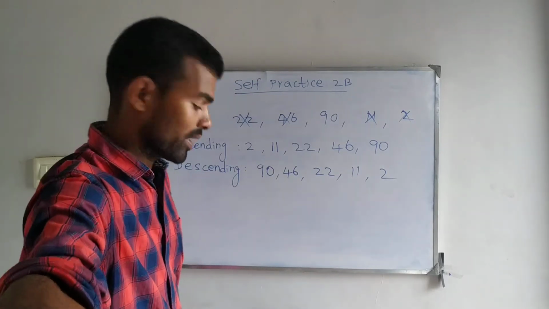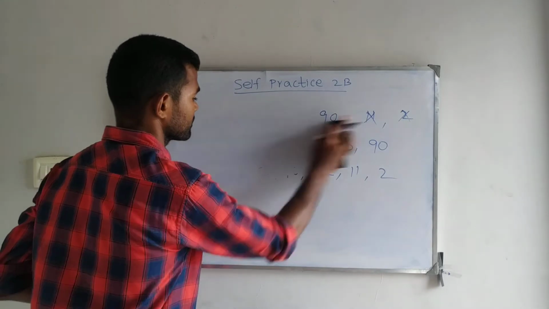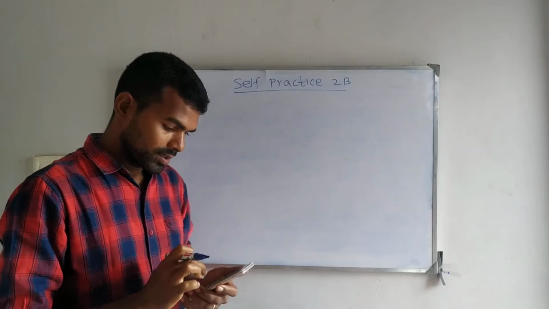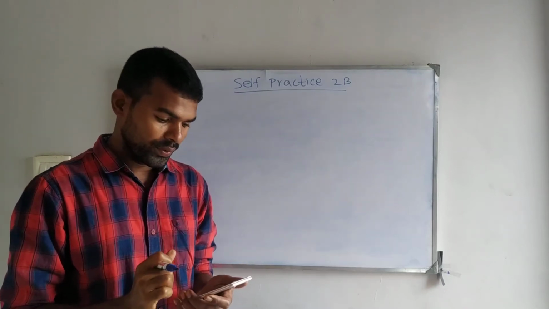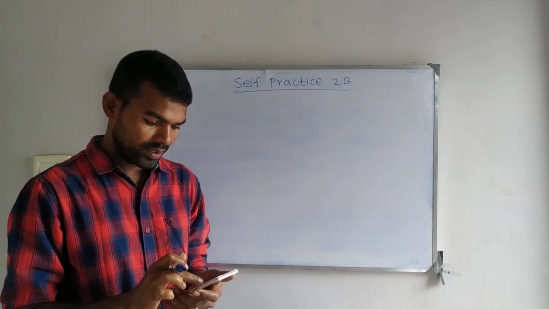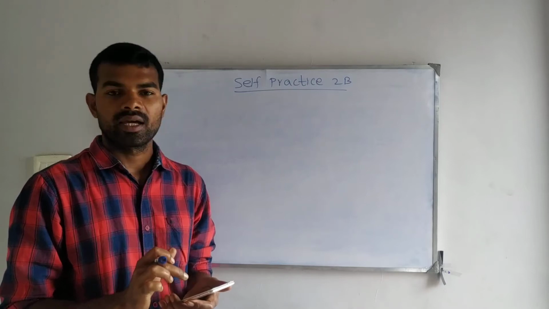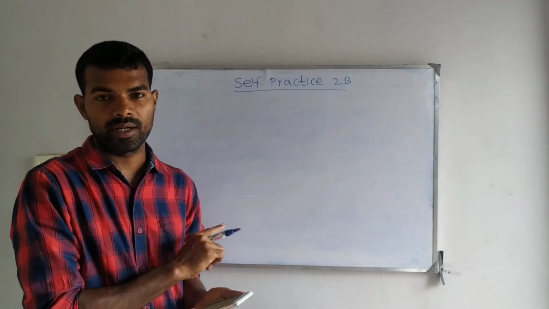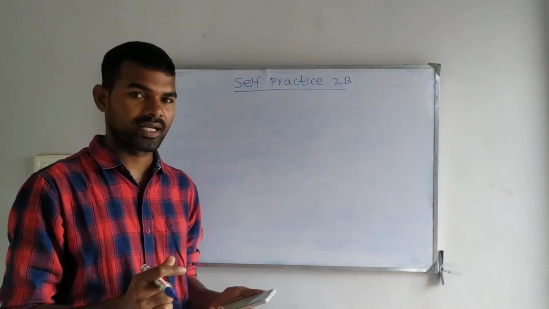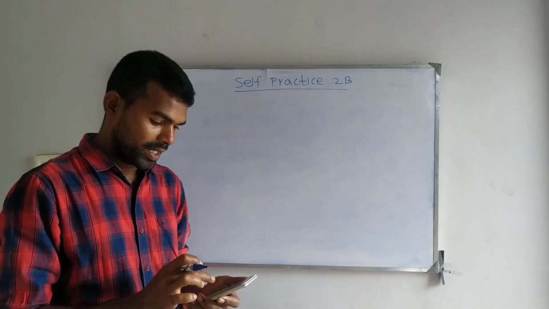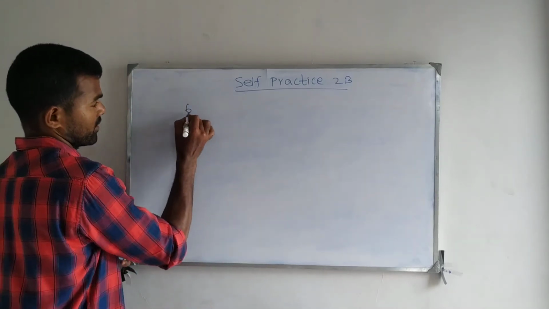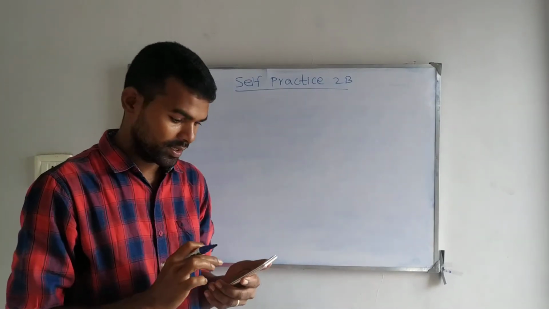Now let us see some exercises from this lesson. See here, question numbers 1, 2, 3, 4, 5. It's very easy. I just gave you one example. Like that only you can do it to find the greater number and smaller number. It's very easy, you can do it. And I will do question number 6 here.